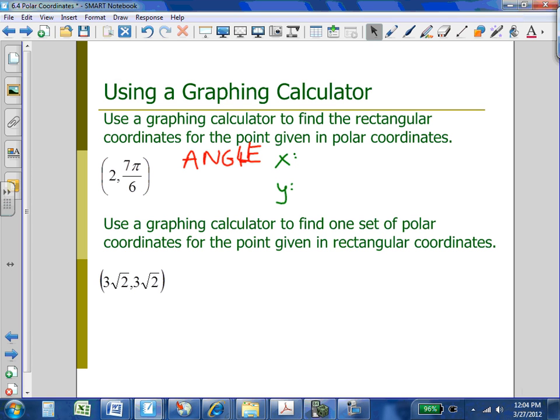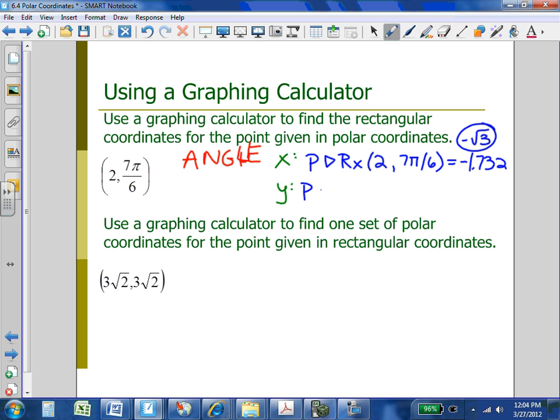So I go back over here, and this is what I typed into the calculator. I'll just write it in the keystrokes. I went to P to R, polar to rectangular, to get the x value. I typed in 2, 7 pi over 6, and it gave me negative 1.732, which is actually negative square root of 3, like you saw in the example above. And then the y value, we typed in P to R, polar to rectangular, the y value, typed in the information again, and we got negative 1. So there's your ordered pair.